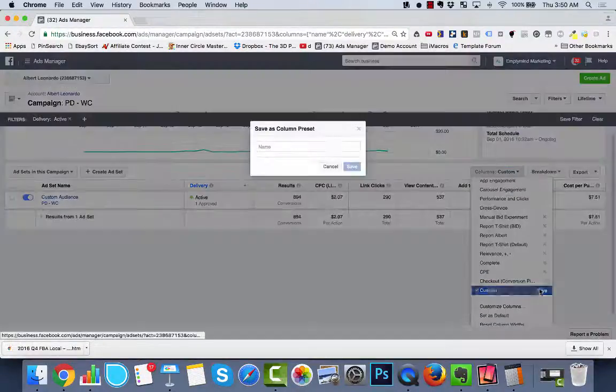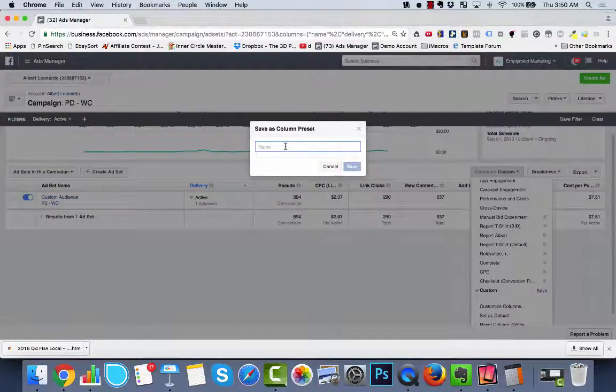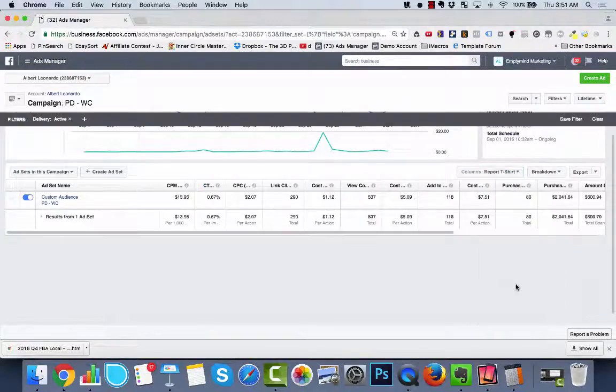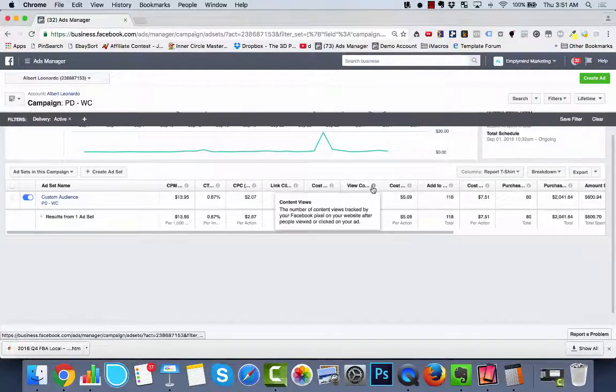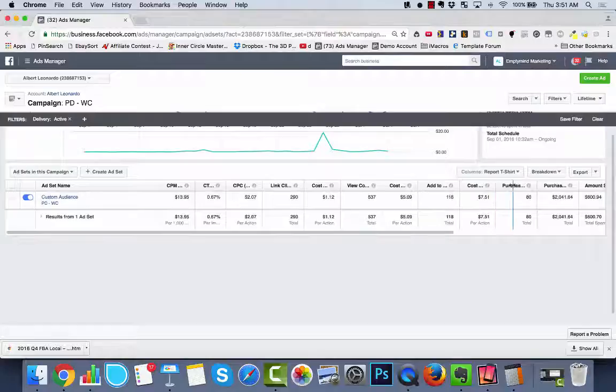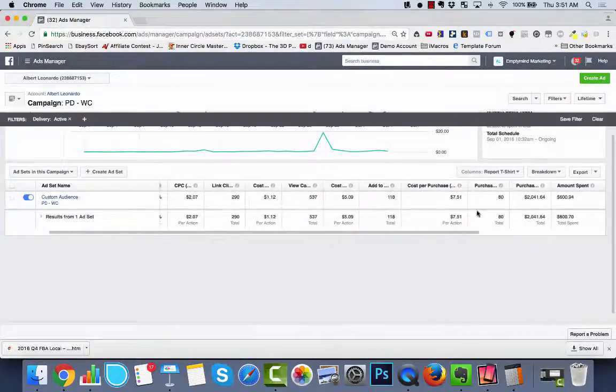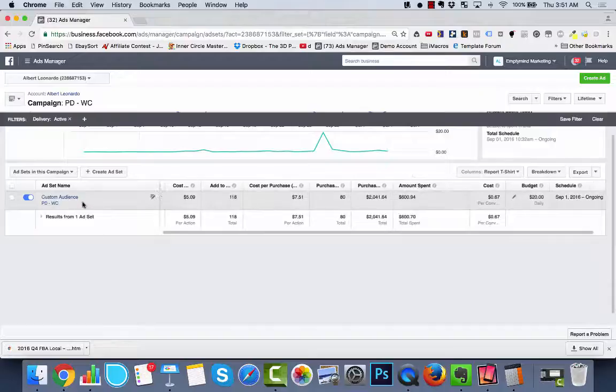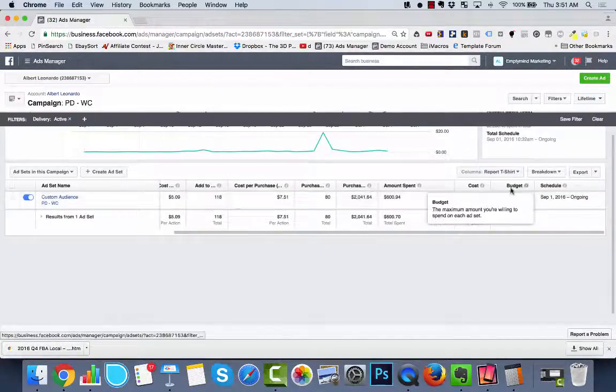You can save it and put a name here. For example, set A. Okay, you can remove it whenever you want. So I've made one for myself to use, report t-shirt, and I can see the view content, the add to cart, the purchase, and then cost per purchase. This is the metric that most of the time I look at, right? So for example, my t-shirt profit is $14 and the cost per purchase is $7, which means that I still have $6 to $7 profit after ads. And there are 80 purchases for this ad set here. This is the purchase value, this is the amount spent, the budget.